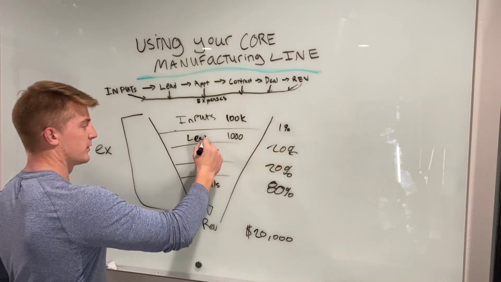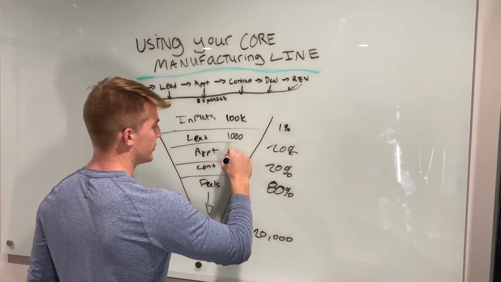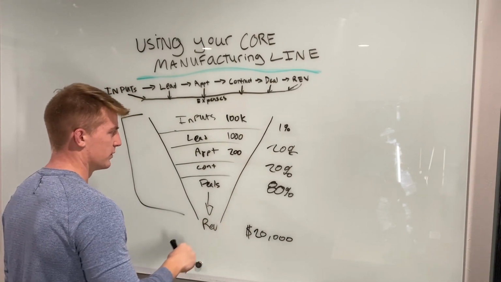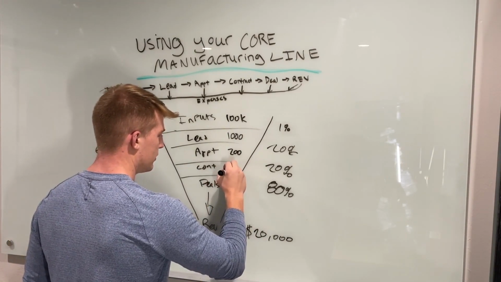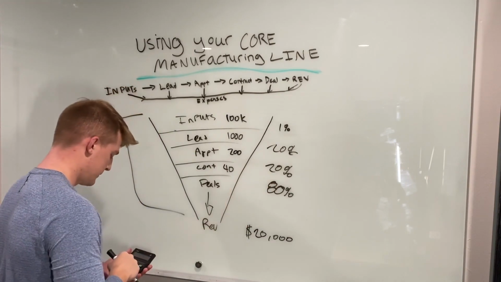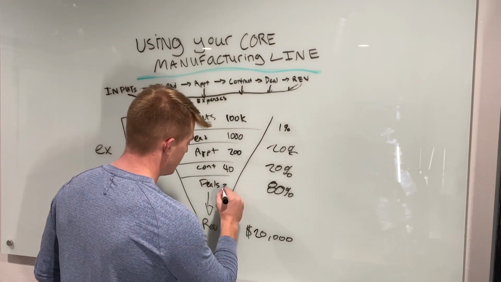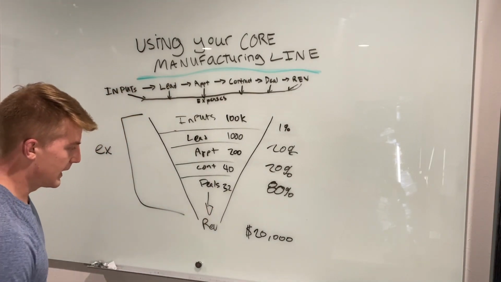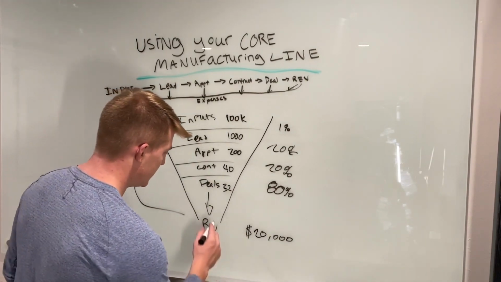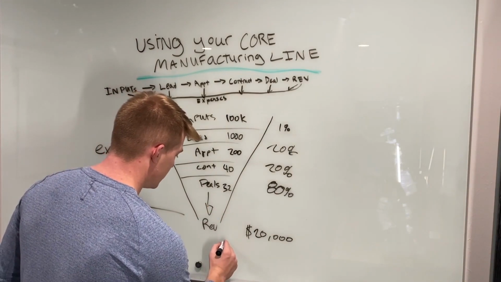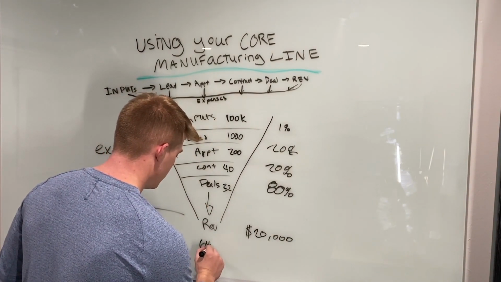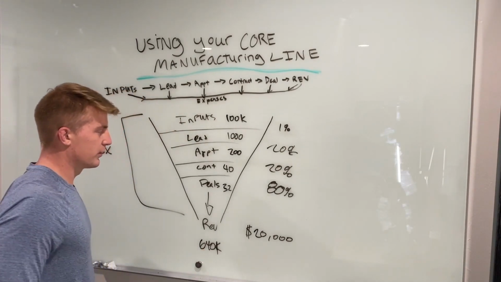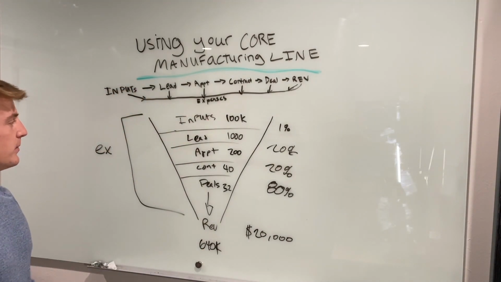Now, 20% of 1,000, that's 200. What is 20% of 200? Oh shoot, that's 40. And then what is 80% of 40? That's 32. Beautiful. So 32, and then 32 times 20 is 640K. So we get 640 smackaroonies for 100,000 inputs.